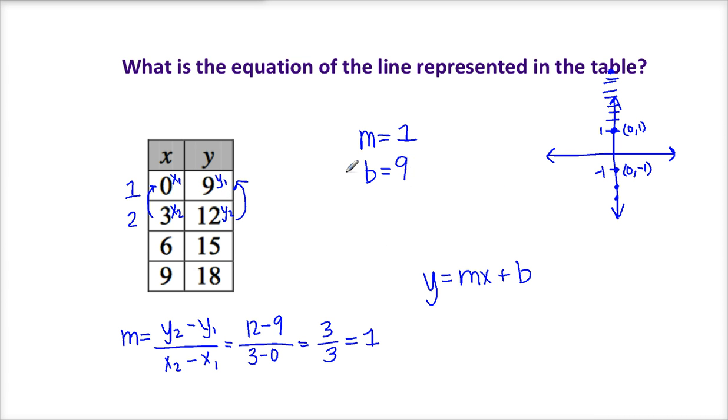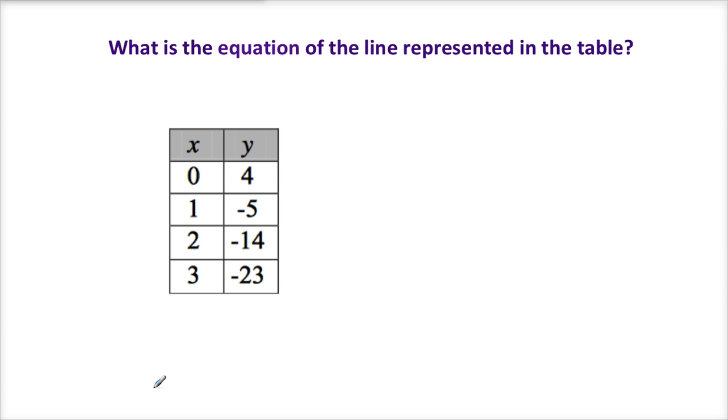So now that I have the slope and the y-intercept, I plug them into my equation. y = 1x + 9. And we don't like to write 1's in front of variables, so we just get rid of the 1. The way this would look is y = x + 9. Okay, so this is the equation represented by this table. Let's do one last example.